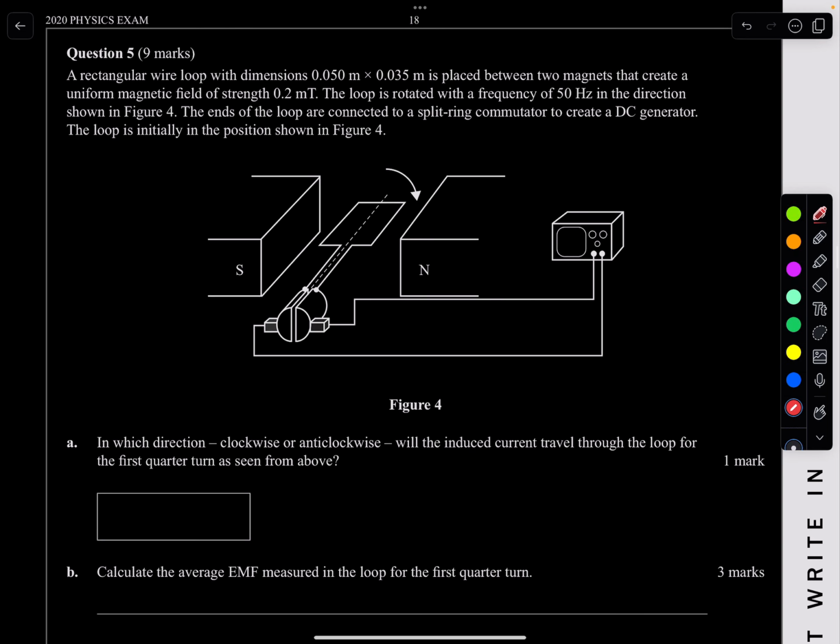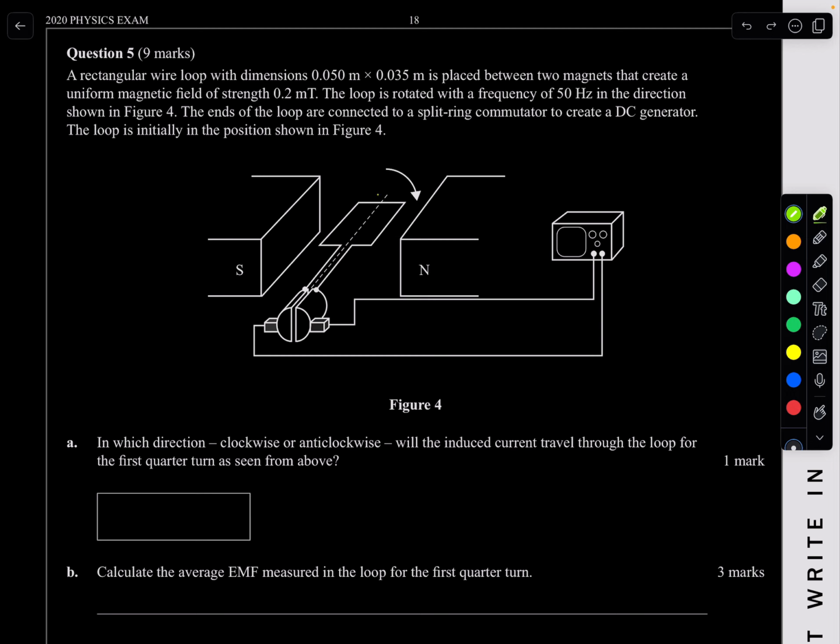And so the question says, in which direction, clockwise or anti-clockwise, will the induced current travel through the loop for the first quarter turn as seen from above? So this is an application of Lenz's law, because of course we're going to induce a current as we rotate it. So let's think about it. The field lines are going to pass through the plane, and they're not going to go inside that plane. So we start off initially with zero flux because they're not passing through the plane.